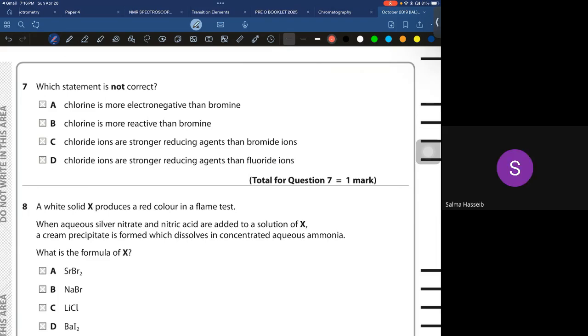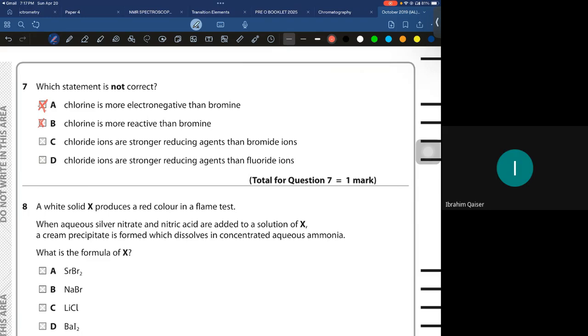Down the group, chlorine is more electronegative than bromine, so this statement is correct. They are asking for the incorrect statement. In B, chlorine is more reactive than bromine. It's a correct statement because down the group, reactivity decreases. I'm talking about halogens. So the statement is correct.